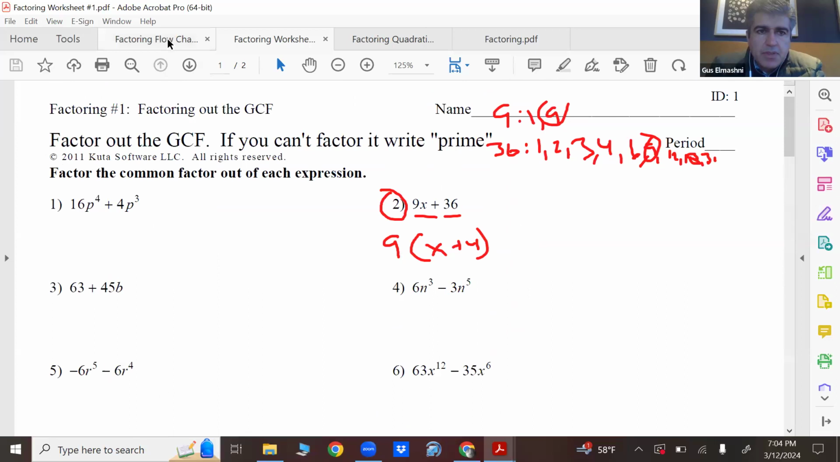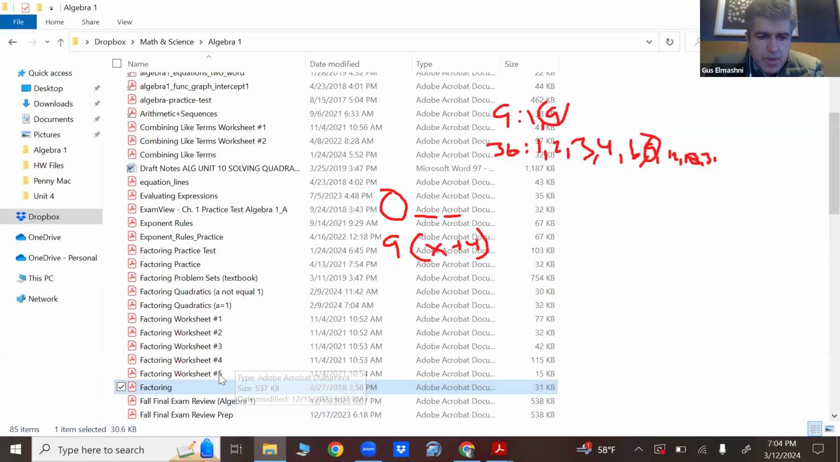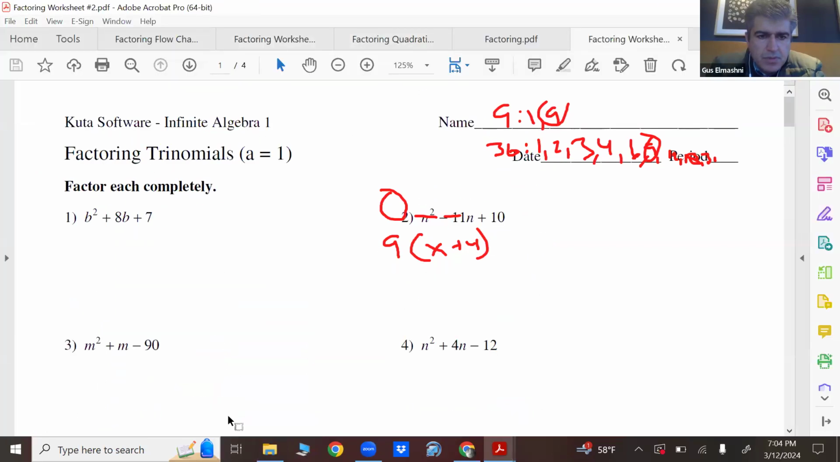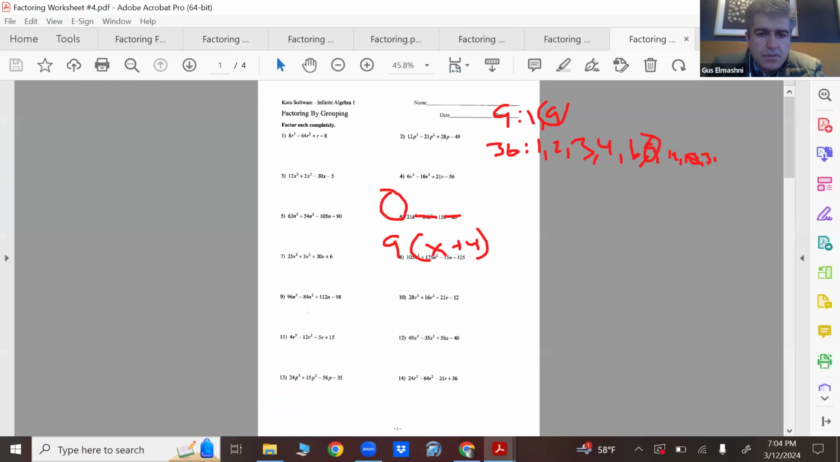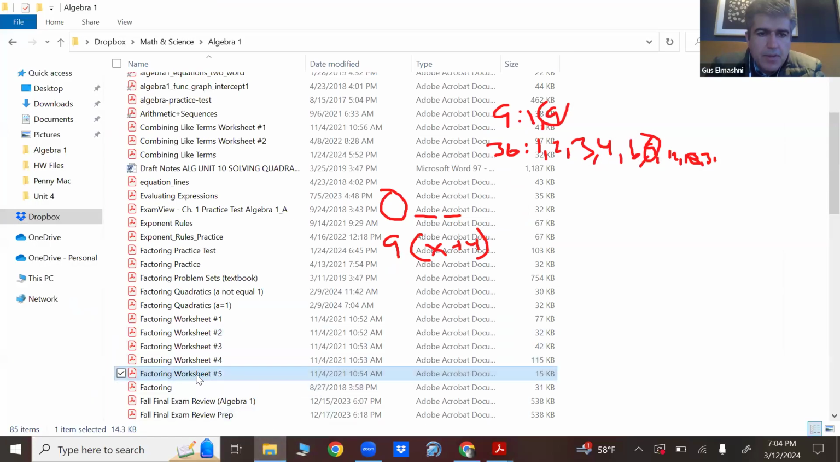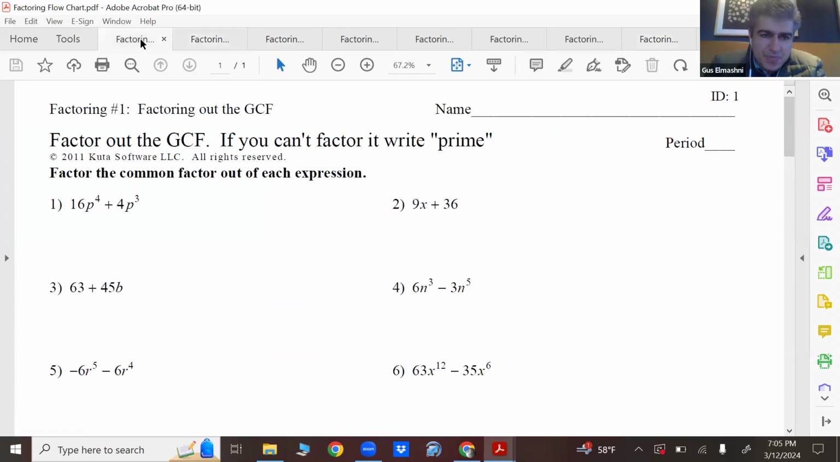I'm trying to find another good one here we can do. Not that one. Not that one. Not that one. Here we go. That's what I was talking about. So it took me like 5 times to finally get it.